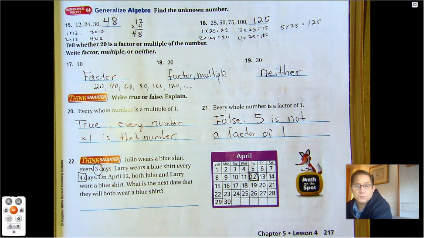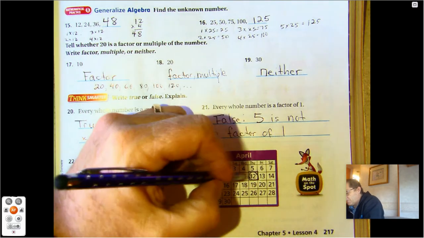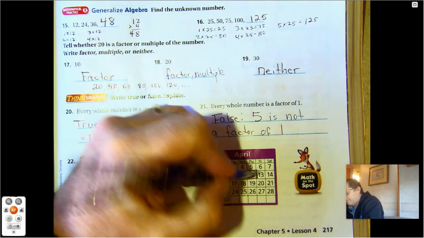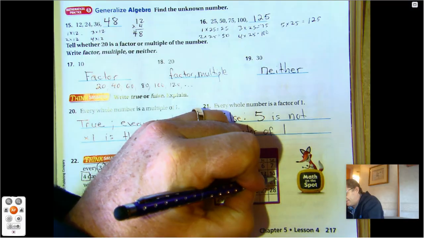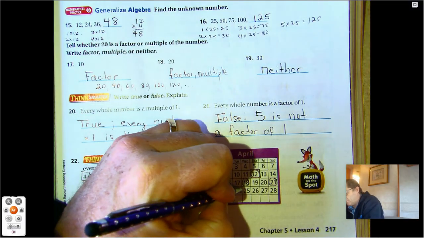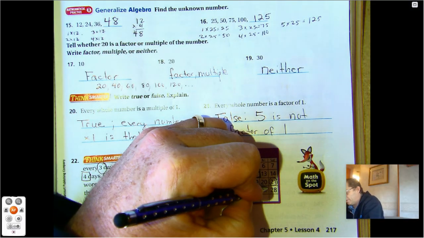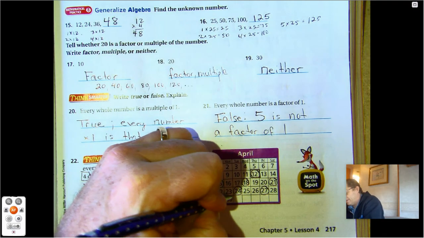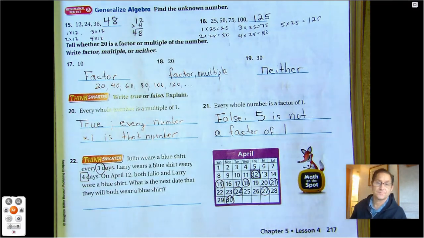So now let's do Julio first, and let's count by threes from 12. 12 plus 3 is 15. 15 plus 3 is 18. 18 plus 3 is 21. 21 plus 3 is 24. 24 plus 3 is 27. And 27 plus 3 is 30.